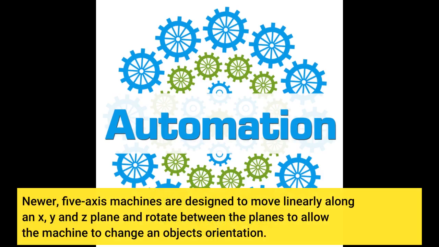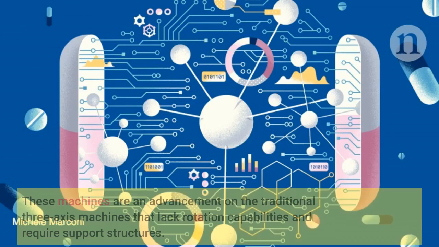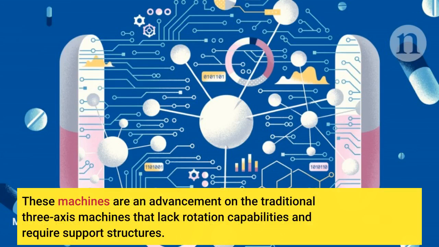Newer, 5-axis machines are designed to move linearly along an X, Y and Z plane and rotate between the planes to allow the machine to change an object's orientation. These machines are an advancement on the traditional 3-axis machines that lack rotation capabilities and require support structures.